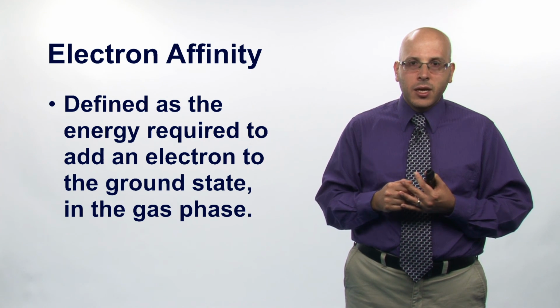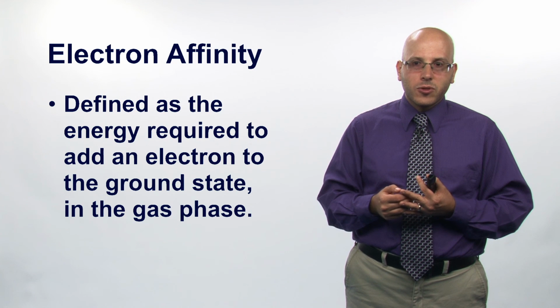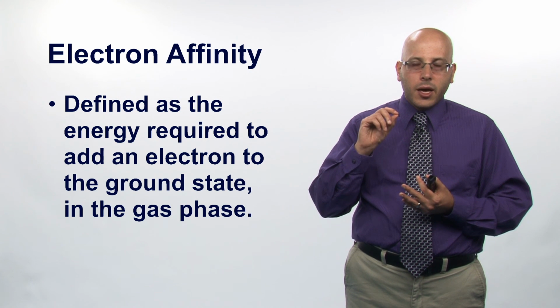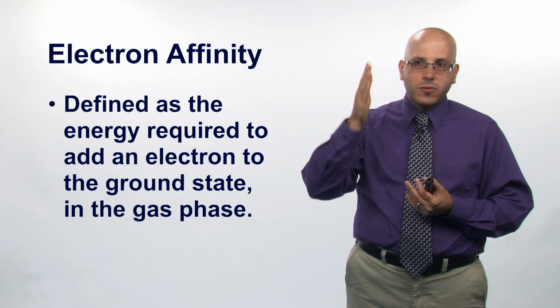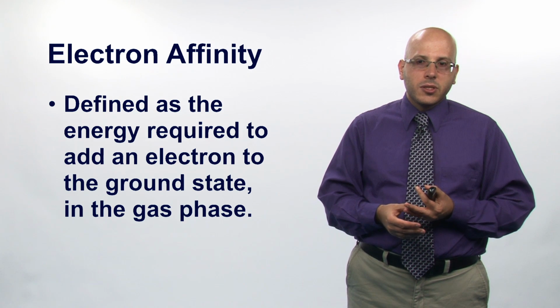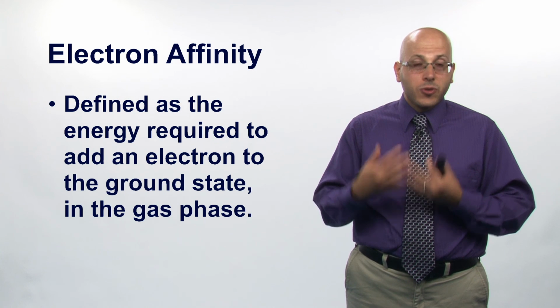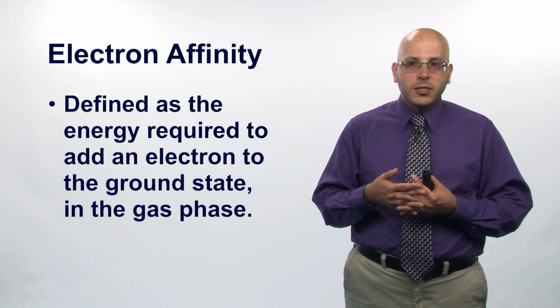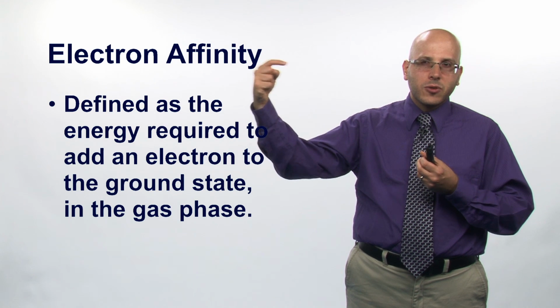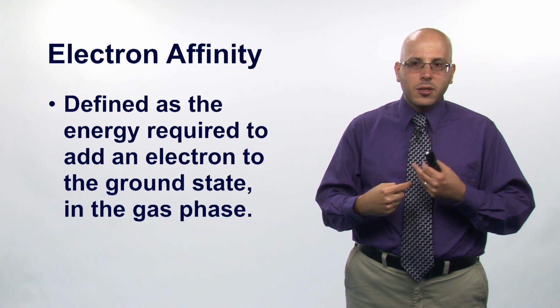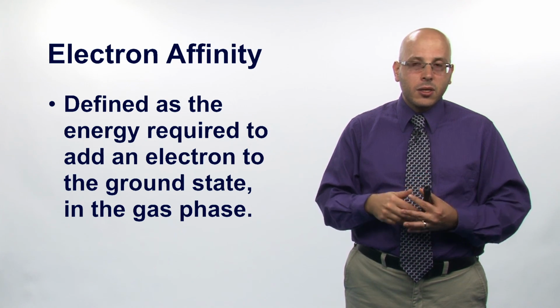Okay, and so you would expect that the trend is the same here as well, meaning that as you go across, electron affinities tend to increase. As you go down, electron affinities tend to decrease. Okay, so the trend is pretty much the same, but it gets a little more complicated because you have extra repulsions between the electron that's coming in and the electrons that already exist in the atom.